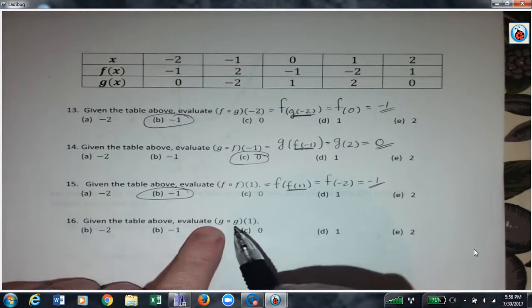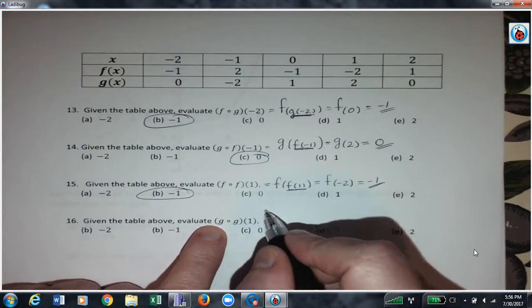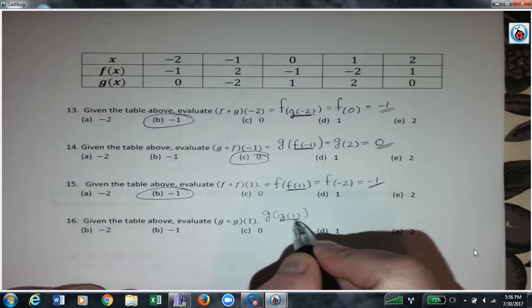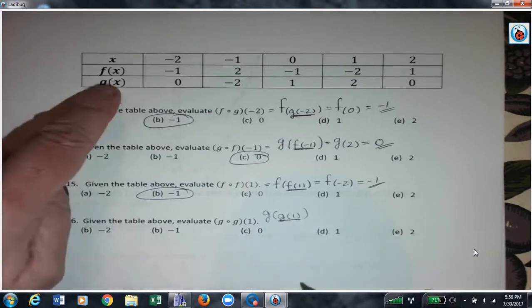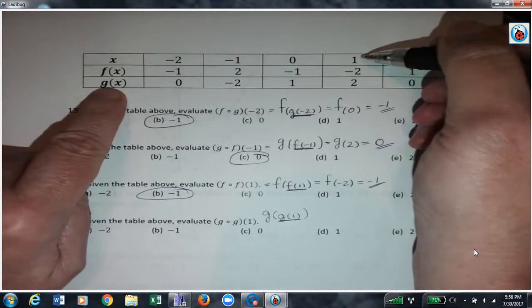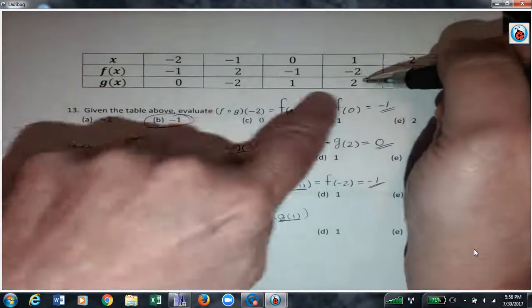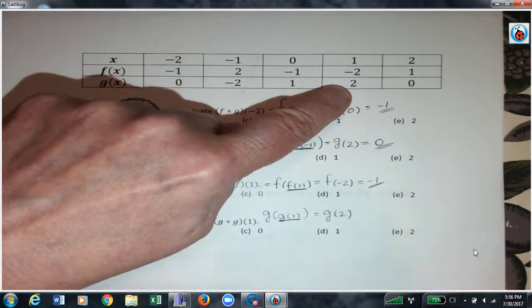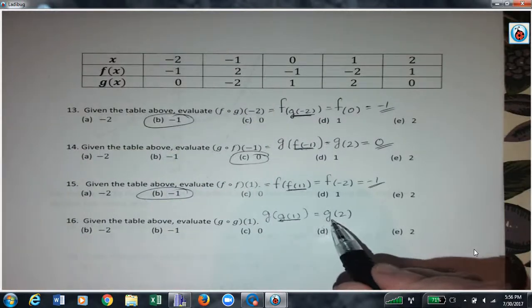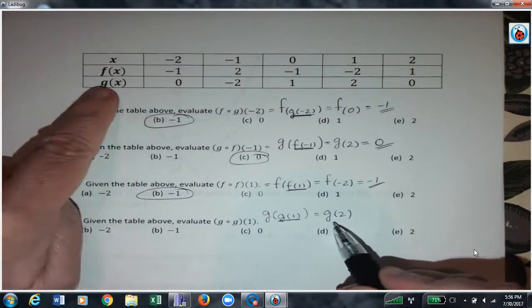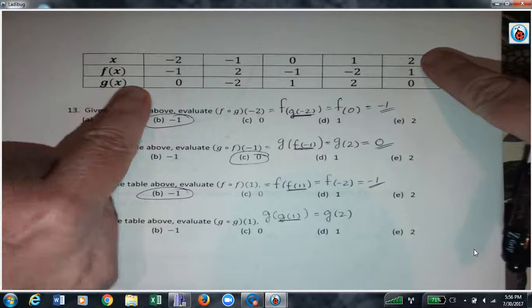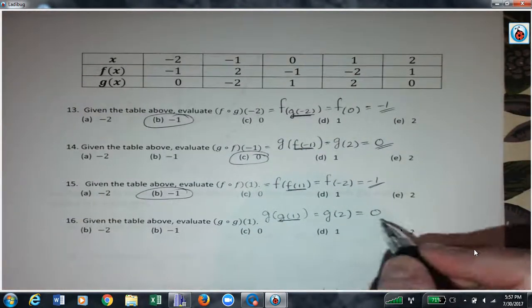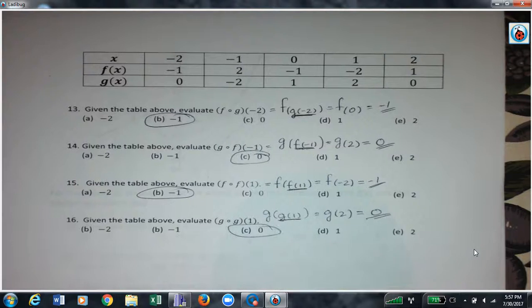And finally, I need g composed with itself at 1. So the first evaluated at the second. So I need to find out what that is. So g evaluated at 1 gives me 2. And so what's underlined becomes 2. And the last thing I need to do is find g evaluated at 2. So g and x is 2, and those meet together at 0. And so my answer is 0.